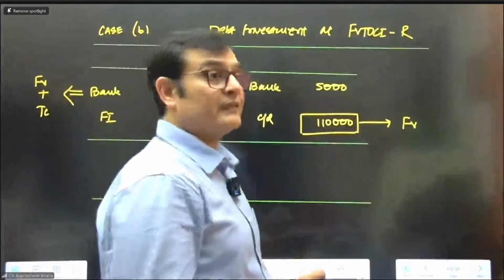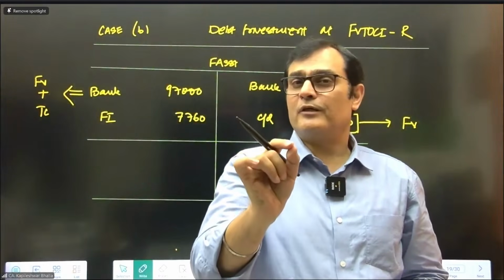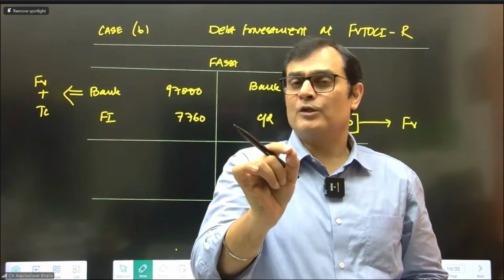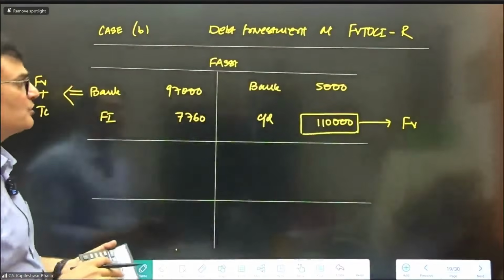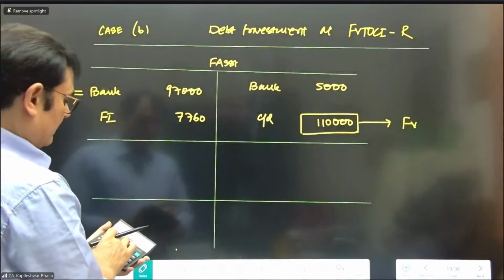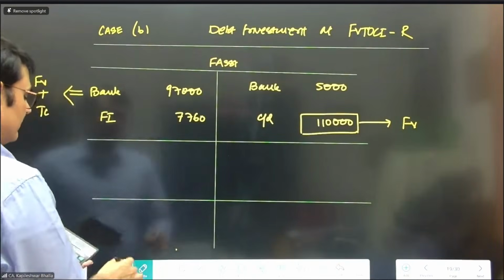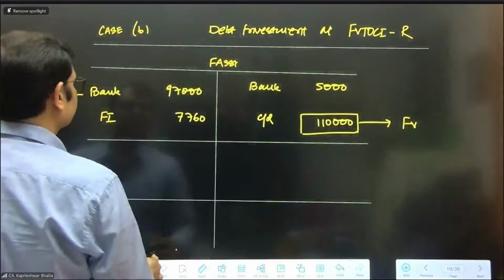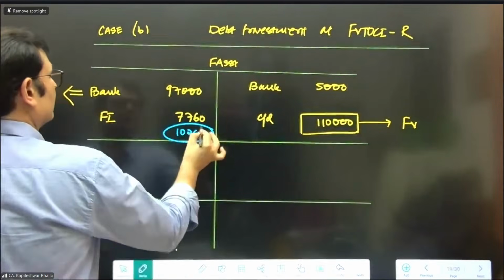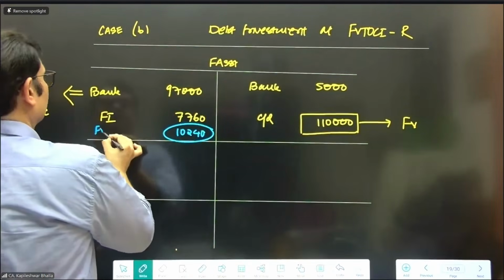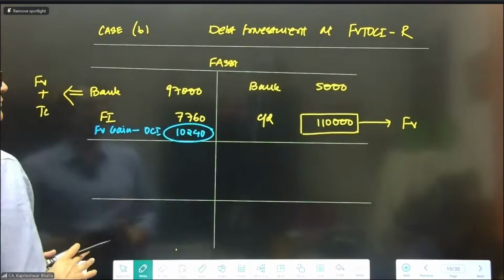This is a case of FVTOCI. So any difference is the fair value gain or the fair value loss, and that would be taken in terms of what? Correct. OCI. So let's see what the difference balancing figure is coming to. I think it's coming on the debit side. This is coming to 10,240. This is supposed to be a fair value gain, and that will enter the other comprehensive income.